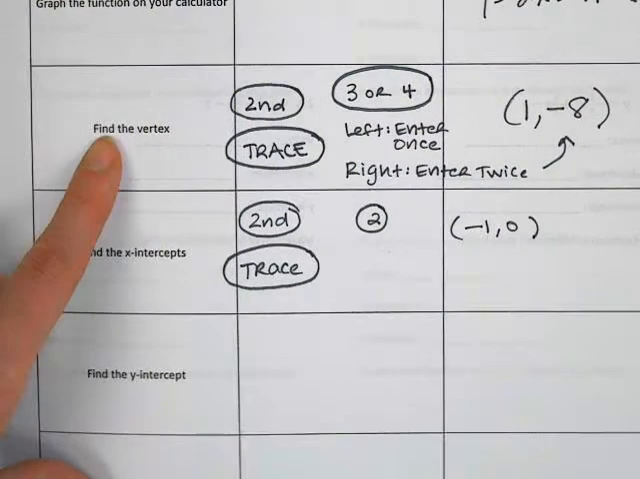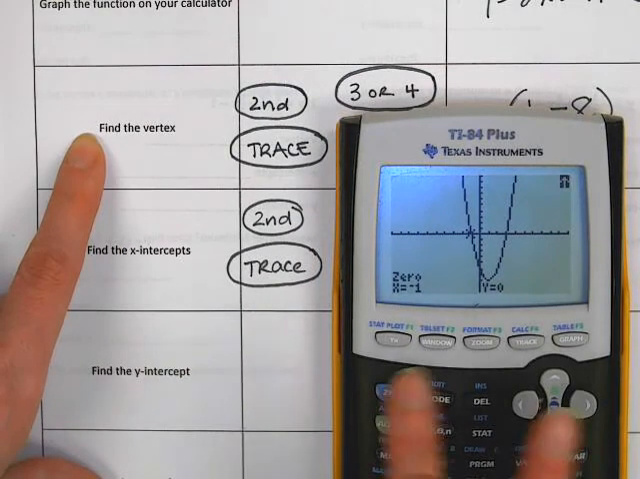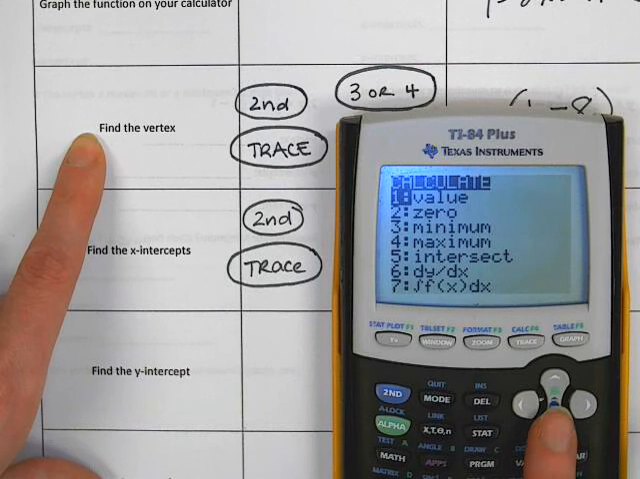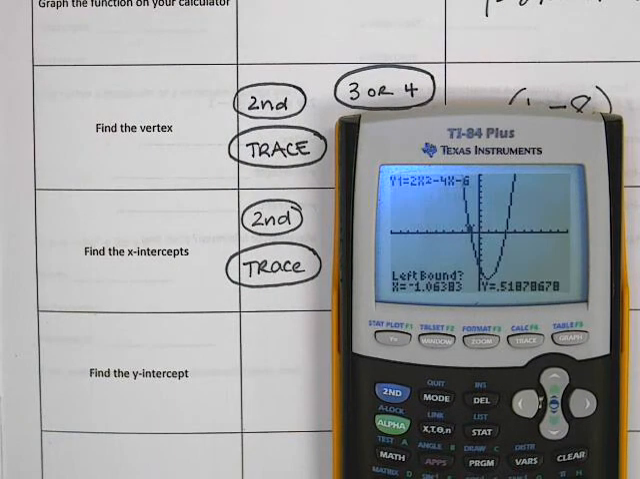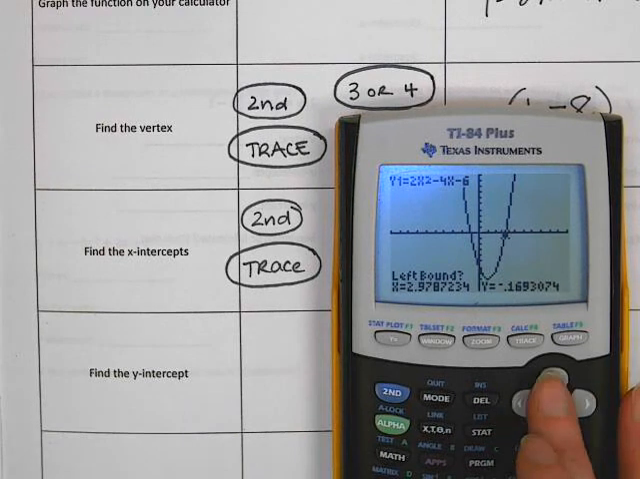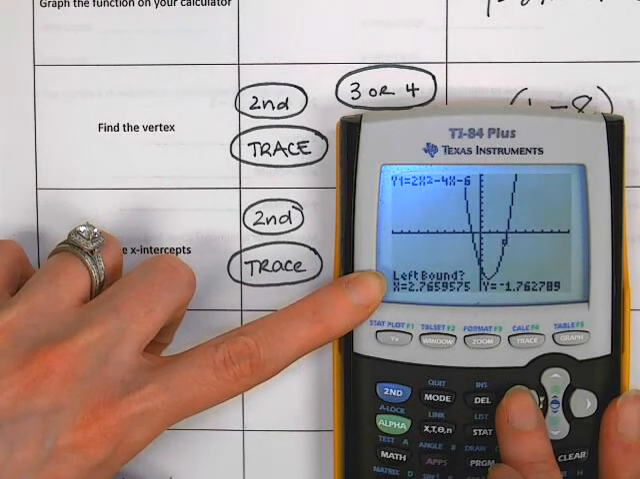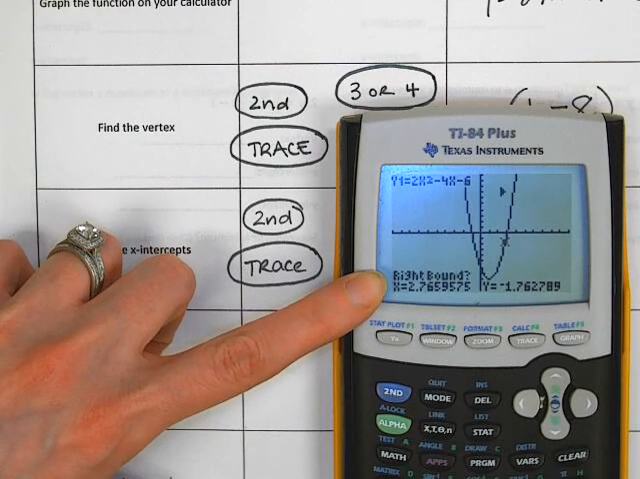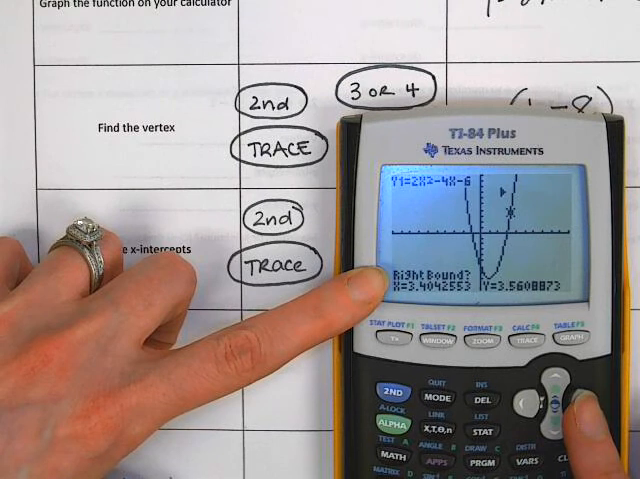Okay, but there's another one, so we have to do it all over again. Okay, so second trace, go down to option 2, which is zero, hit enter. Okay, now we got to get our blinker towards the other zero. So get it near the other zero. All right, it says left. So let's get our blinker a little bit to the left of it and hit enter once. And now get your blinker, hit the right arrow so you're to the right of it, and hit enter twice.